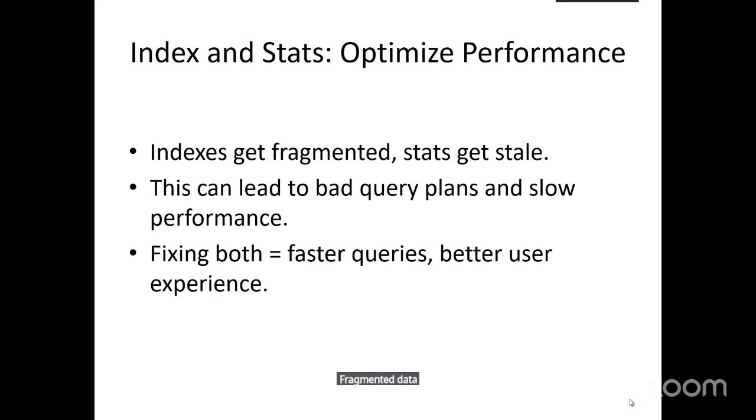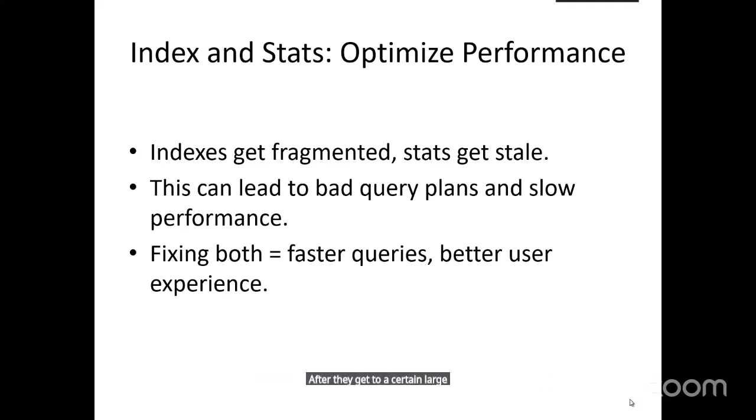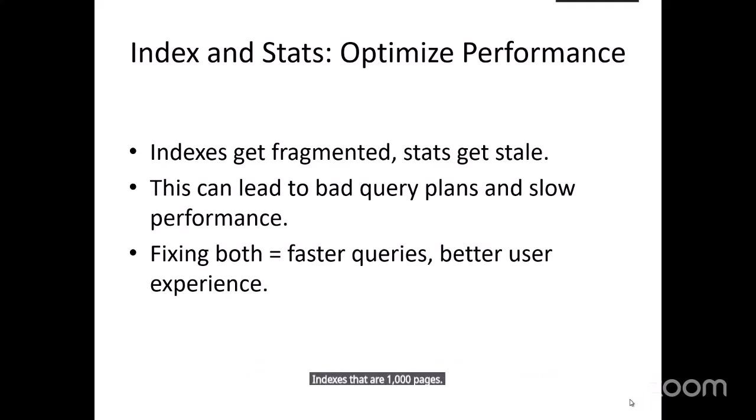Fragmented data and index pages in memory take up more space. If you have that edge case, or that use case, you might want to defrag your largest indexes, not every single thing, after they get to a certain large percent. Microsoft out of the box defaults, if you just turn it on and let it loose and take the defaults, as we'll see, to indexes that are 1,000 pages, 1,000 8K pages is 8 megs. That's tiny. And it will deal with fragmentation one way or another, starting at 5% fragmentation.